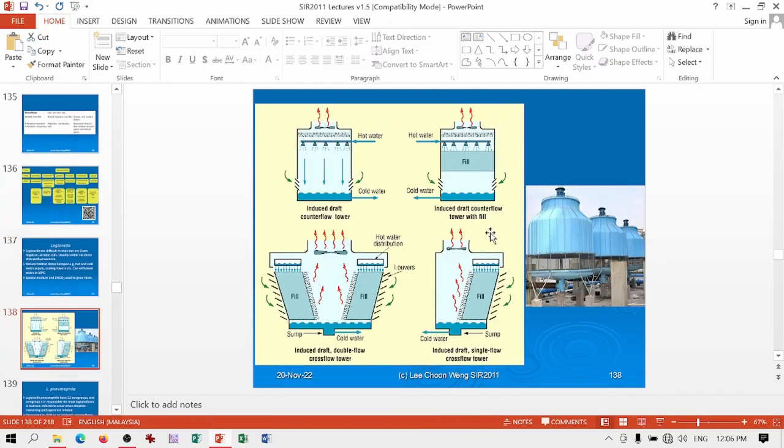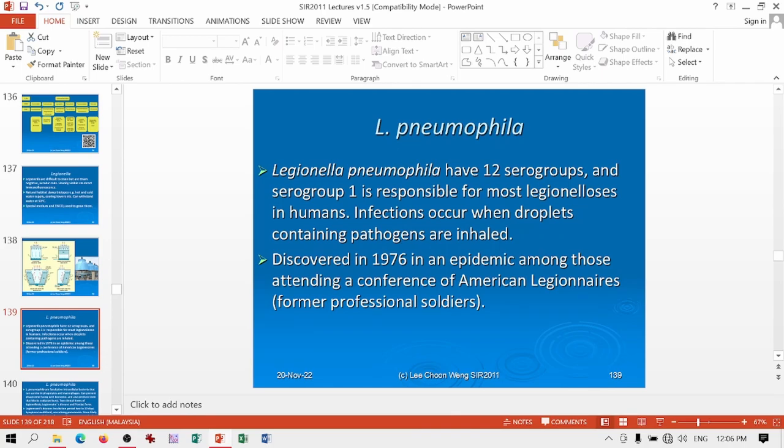These are examples of cooling towers that are used to cool buildings. But nowadays, there is a tendency to use split air conditioning units. Because cooling towers have these damp biotopes, where the water is contained, it becomes a favorable environment for the growth of Legionella. Legionella pneumophila is the type species and has 12 serogroups, where serogroup 1 is responsible for most of the Legionellosis in humans. The infections occur when the droplets containing pathogens are inhaled.